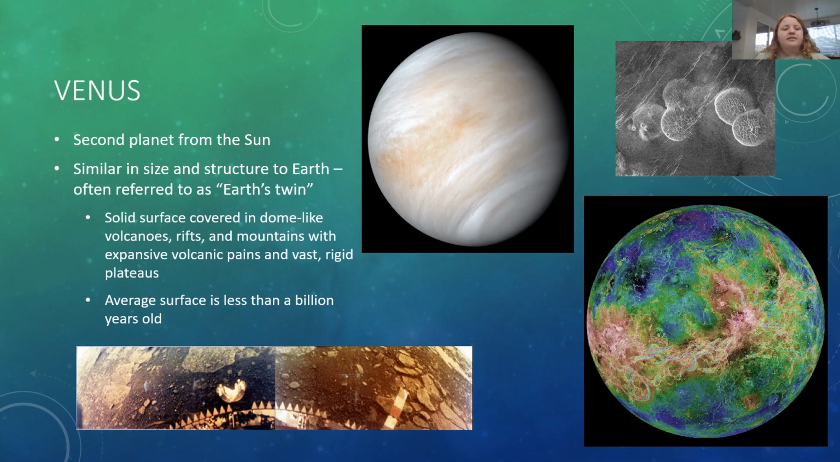The size and structure is very similar to Earth and sometimes called Earth's twin, because they are so very similar. It has a solid surface covered in many different geological occurrences like volcanoes, rifts, mountains, volcanic plains, and ridged plateaus.